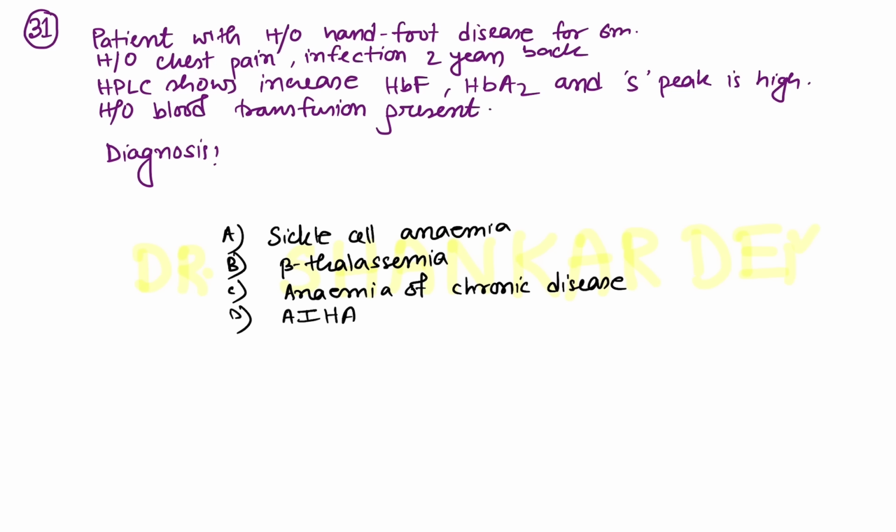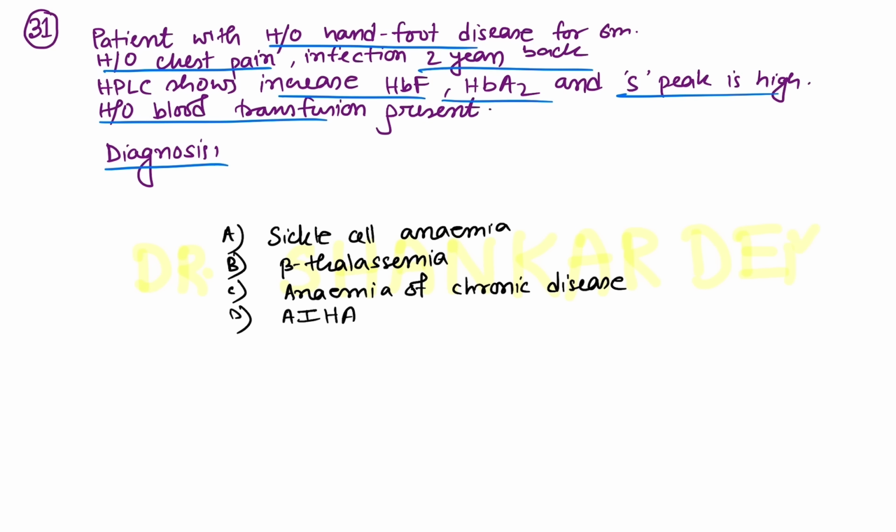So starting with question number 31, a patient with history of hand-foot disease for 6 months, history of chest pain and infection 2 years back. HPLC shows increase in hemoglobin F, hemoglobin A2 and S peak is high. History of blood transfusion was also present. So what is the diagnosis?